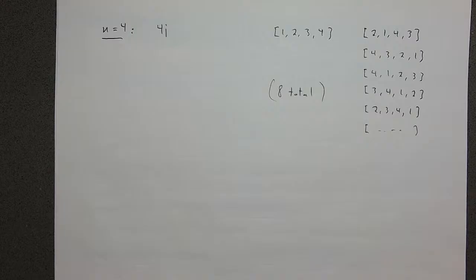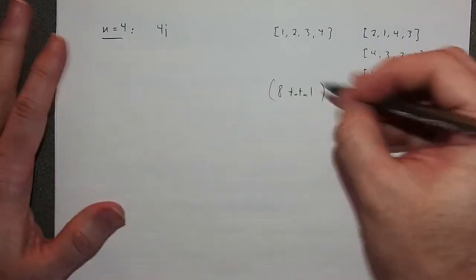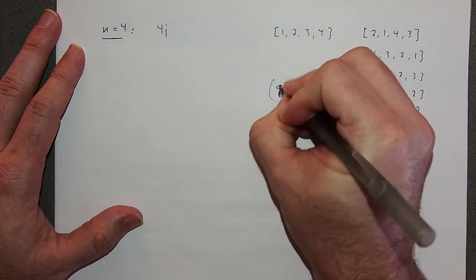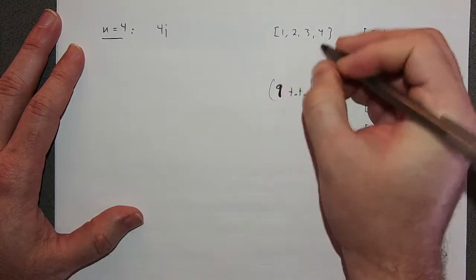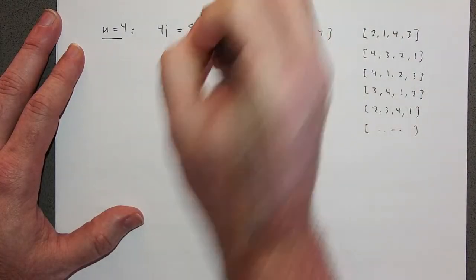Or rather, did I count them all? Let me see here. See if I actually counted all of them. I may have. No, there's 9 total. I missed one. All right, 9 total. This is 9.